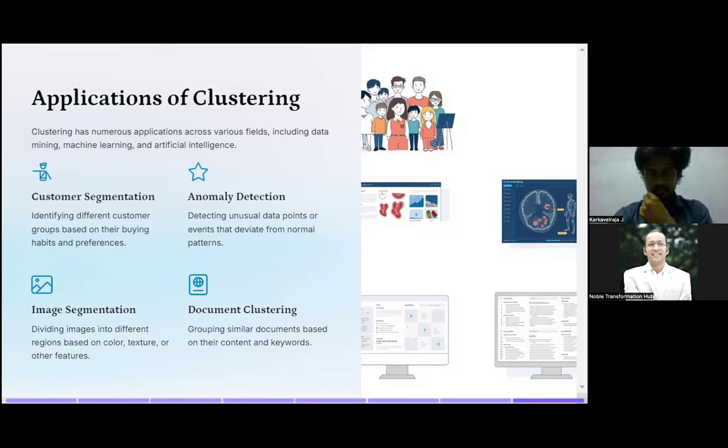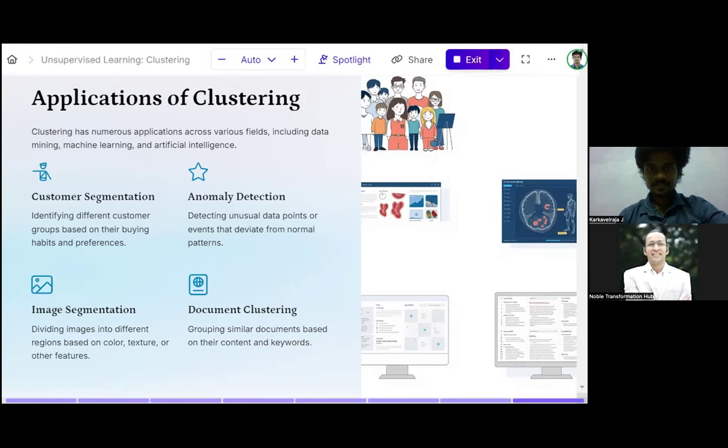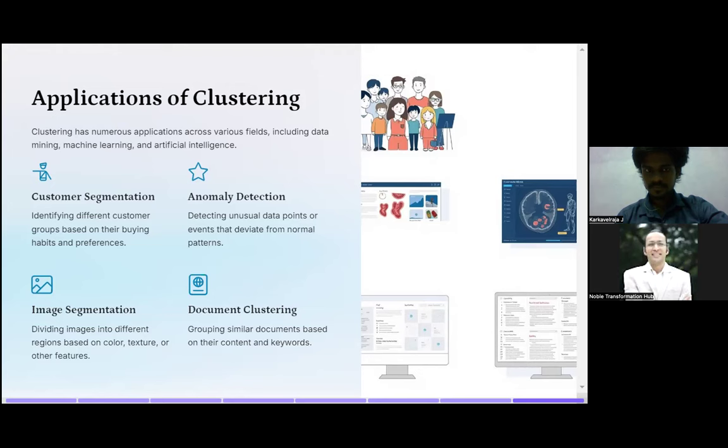We have to clean it. We need to get it cleaned by the algorithm and model, and do all those things so that we get insights. That is the main purpose. We'll build the model. Then anomaly detection: it detects unusual data points and events which deviate from the normal patterns. So it helps us detect anomalies. That's why the application of clustering is very important.